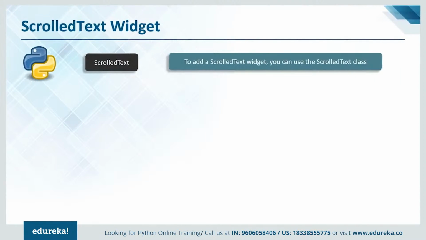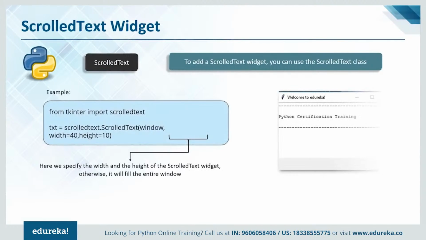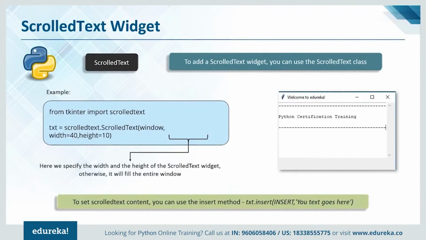So another nice widget we have is the scroll text widget. Guys, this can be added using the scroll text class again. One thing you must note here, which is very important, is that you need to specify the width and the height of the scroll text widget. Well, if you do not specify the same, the entire window is actually filled up. So you can basically set the scroll text content by using the insert method, guys. The syntax is pretty simple and we need to use txt.insert with the message as a parameter. And that is all, guys.